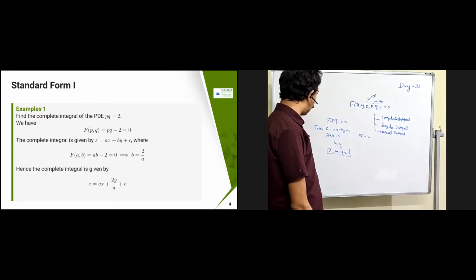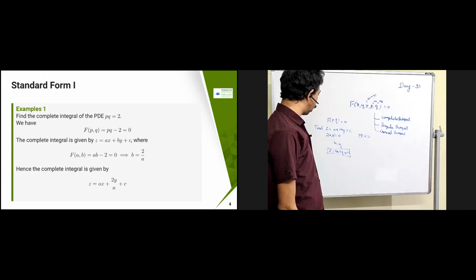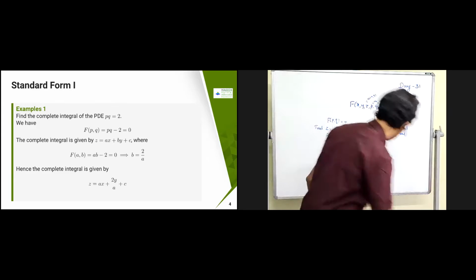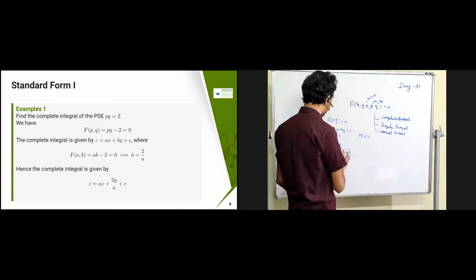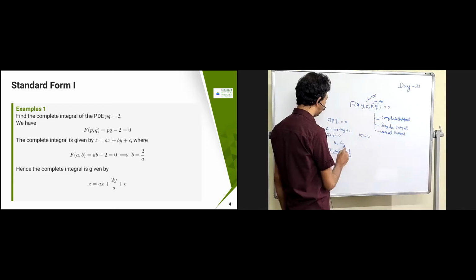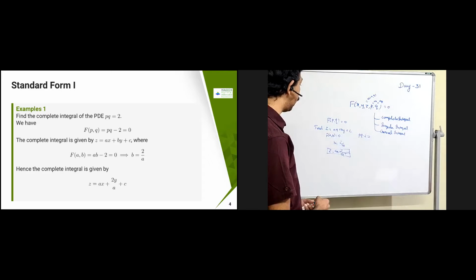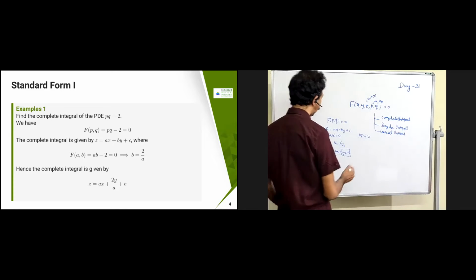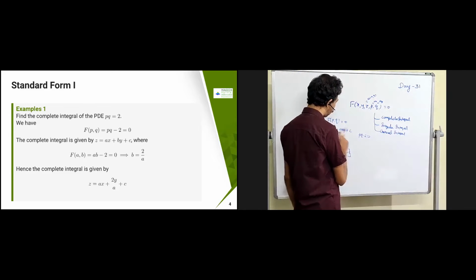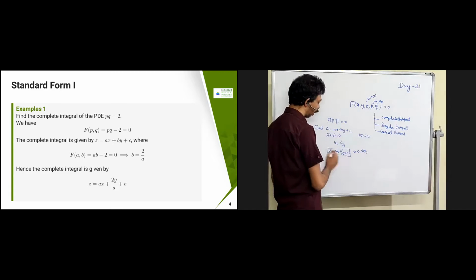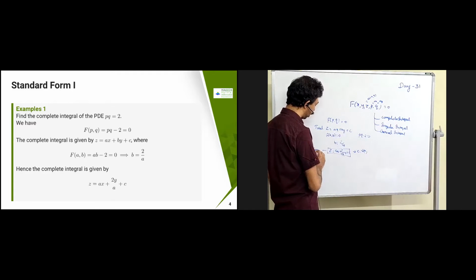Now if you want, b is equal to 2 by a in this case. Okay, 2 by a into y, and then the c is going to come. So now for c, you just assume c is equal to psi of a. If I want the general integral, for this problem there is no singular integral, only c is equal to psi of a you can assume. Okay, and then this is the complete integral.